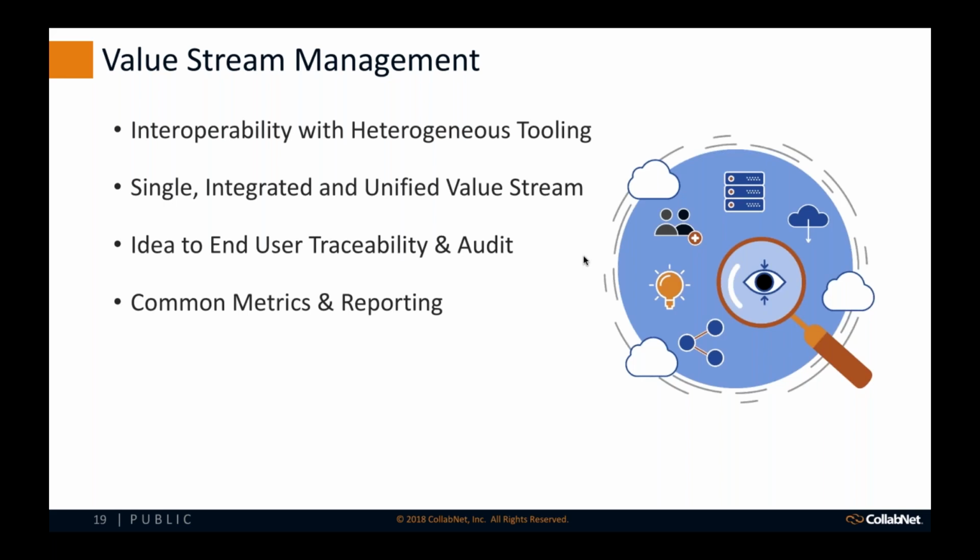So our value stream management platform supports these key elements that we're talking about here, right? This interoperability with heterogeneous tooling, this single integrated unified value stream, this idea to end user traceability and audit capability we talked about. And again, I'll emphasize it 100%. These abilities, identifying these initial common metrics, KPIs and reportings, so companies can get started very quickly, right? So they're not starting from a blank slate, as I discussed earlier. So it's very key how we enable these organizations to get started down this value stream management path.